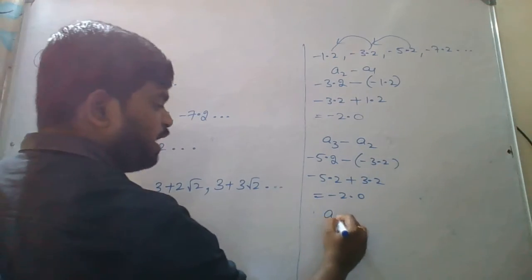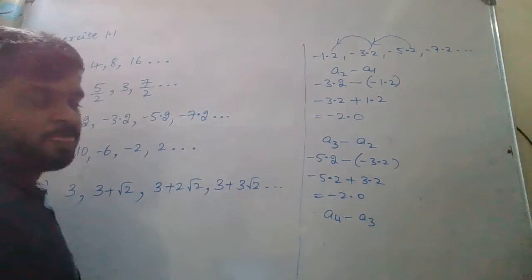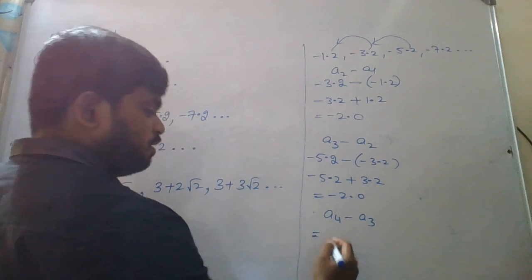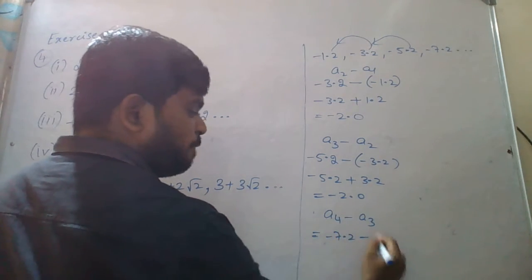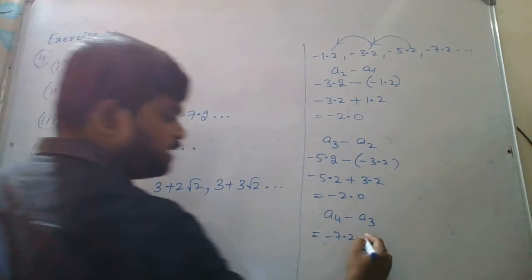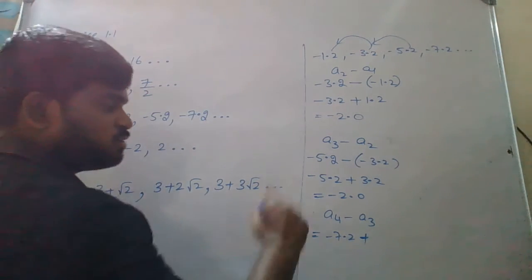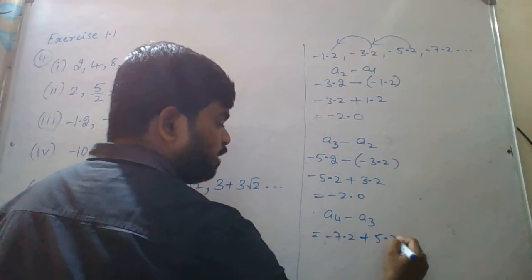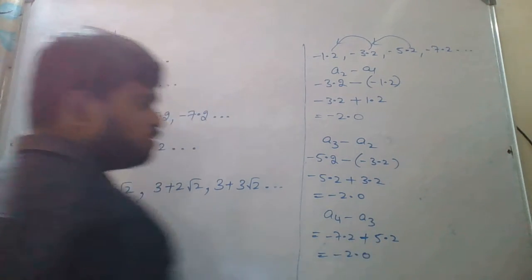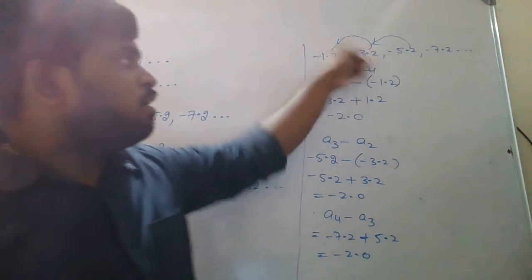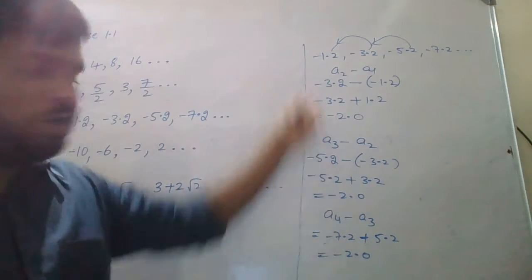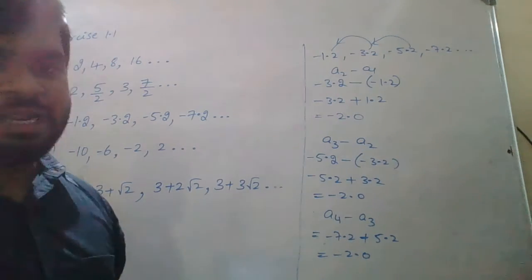Next, what will you do? The fourth one minus the third one. So A4 minus A3. Okay. Similarly, if you do it minus 7.2 minus, again you will get a minus. I'll directly write it plus. Minus of minus becomes plus 5.2. Again you are getting minus 2.0. So throughout, whenever you subtract, you are getting the same answer. You are getting a common difference. Therefore, this is an AP.